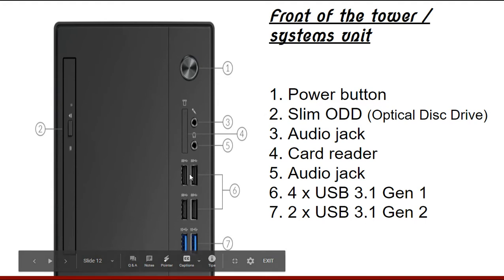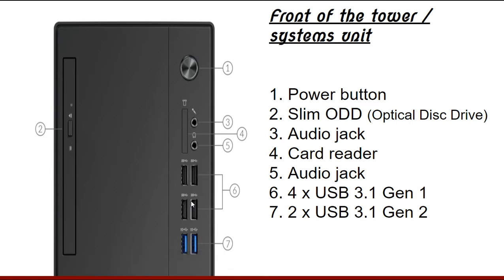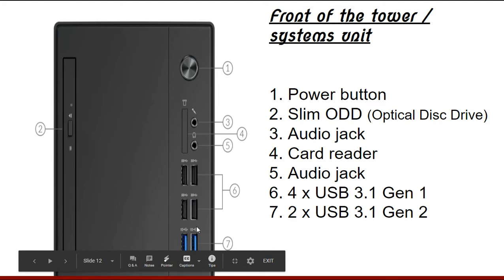So these are older USB ports. The ones with the blue line are the newer ones. Basically, the older ones will copy data, for example from your flash drive onto the computer, at a slower speed than if you use the faster ones. So if you've got a choice, always use the blue ones because they'll be a lot quicker.